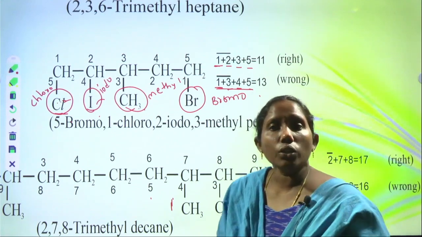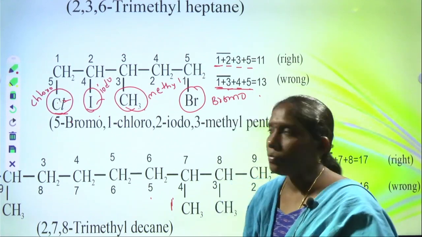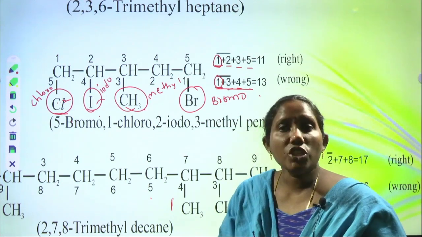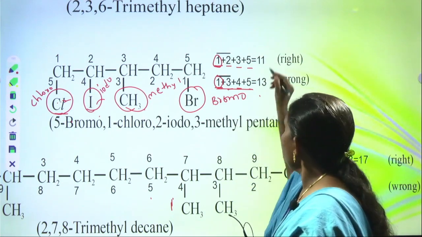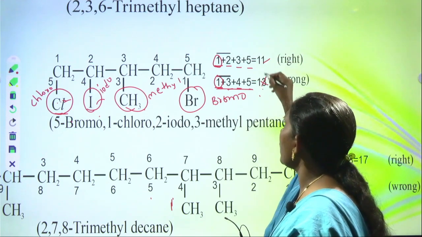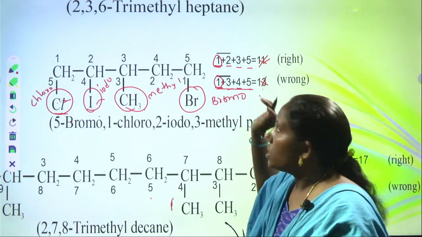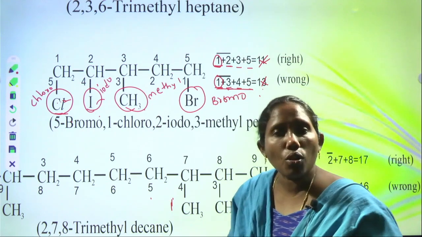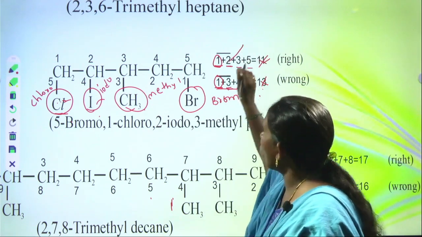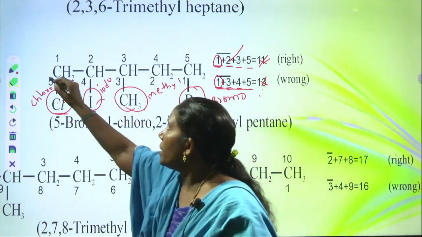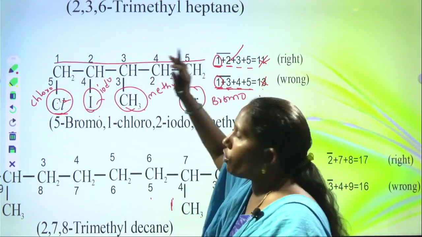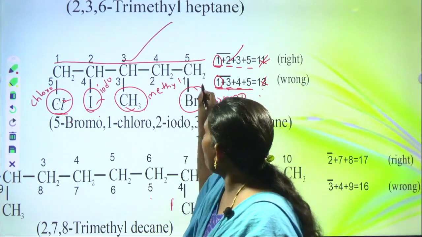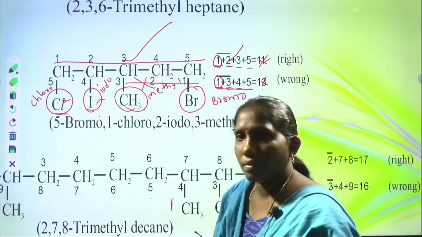So according to our lowest sum rule, the first numbers are the same. But check the next numbers. Not 11 and 13, we just have to check these numbers. It is 2, it is 3. Which one is lower? This is lower. So we will prefer this one. Means numbering 1, 2, 3, 4, 5 from left to right is correct, and numbering the other way is wrong.